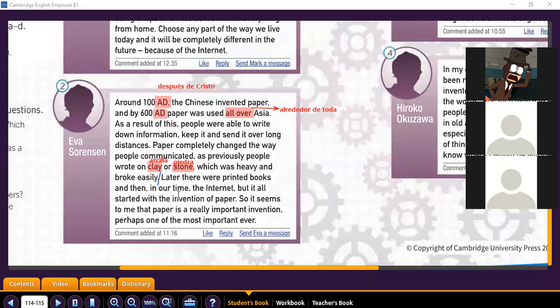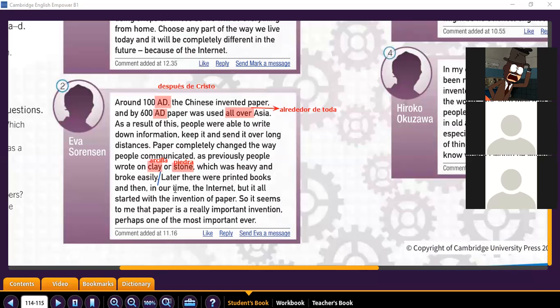There were printed books. And then, in our time, we have the internet. Sí, ahora en nuestra época, in our time, we have the internet. But it all started with the invention of paper. Sí, todo empezó con la invención del papel. Sí, el papel fue el que dio paso a que se creen nuevas formas de comunicación.